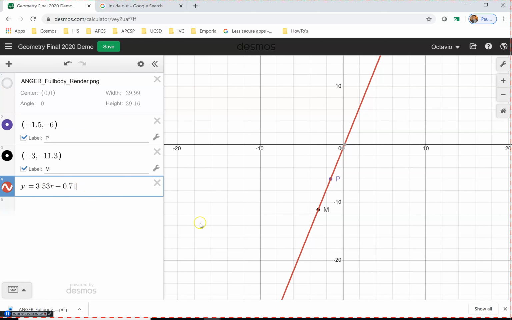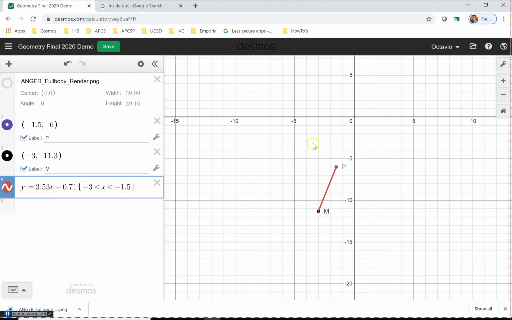After I graph my line, I put these curly braces like that, and I put the domain that I just talked about, negative 3 less than x less than negative 1.5. Notice how my line now doesn't go on forever. It stops at negative 3 to the left, so it never goes past negative 3. Right here you see that's negative 3.